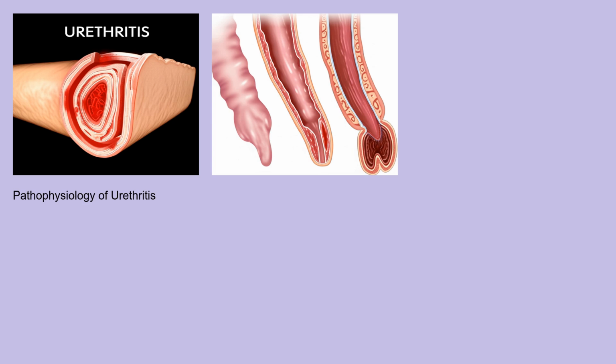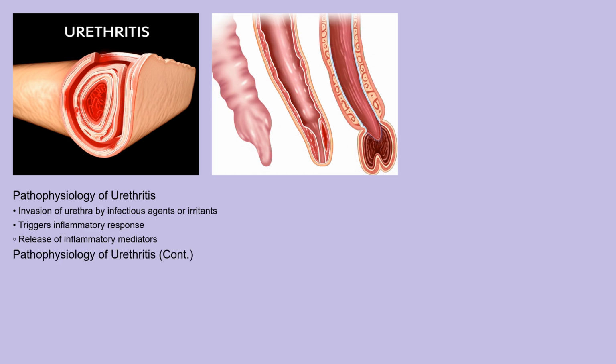less common. Now, let's delve into the pathophysiology. When infectious agents or irritants invade the urethra, they trigger an inflammatory response. This response involves the release of inflammatory mediators, which leads to swelling, redness, and irritation of the urethral lining. This inflammation disrupts the normal function of the urethra, making urination painful and sometimes causing discharge. In untreated cases, the inflammation can spread to nearby structures, leading to further complications.